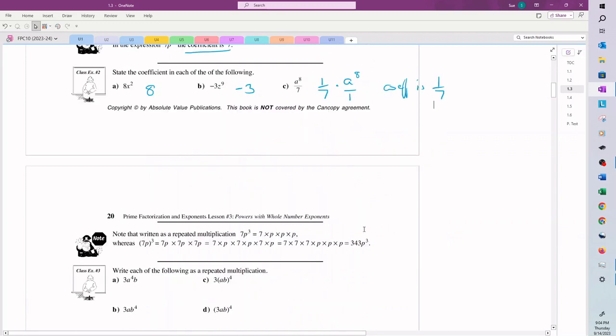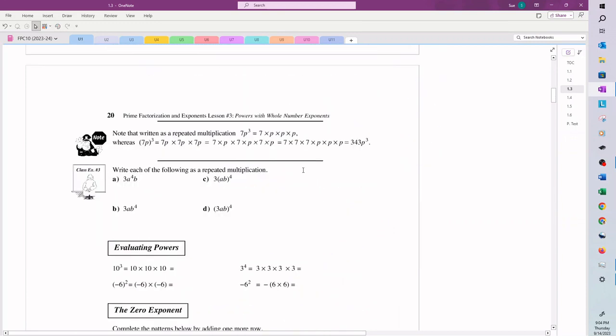Okay, note that, now this is really important, the difference between 7p cubed and (7p) all cubed, because the way I do this is the exponent only affects what it's touching. So in this case, the exponent is touching the p, so the p is going to be multiplied 3 times, but the 7 is not. Whereas in this case, the 7p is in brackets, so we're going to go 7p times 7p times 7p, because that's what has to be multiplied by itself 3 times.